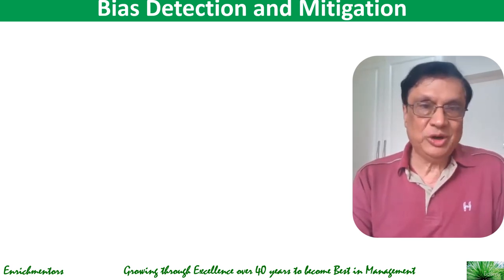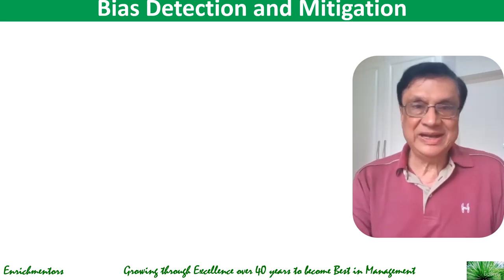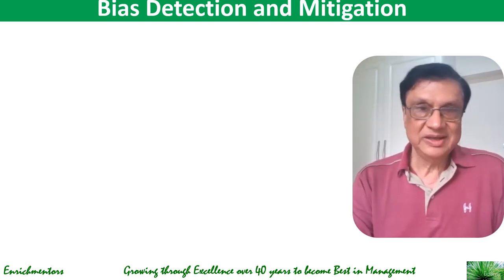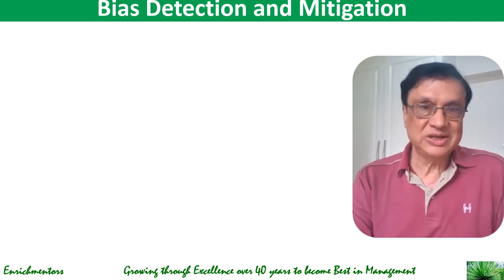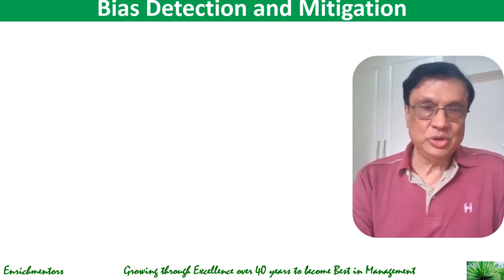Now, in terms of bias detection and mitigation, what can you do in terms of being ethical? Be vigilant about bias in data and models and actively work to detect and mitigate it. Implement techniques such as bias audits, fairness-aware machine learning, and bias mitigation strategies to address biases in algorithms and data. And how can you do that?